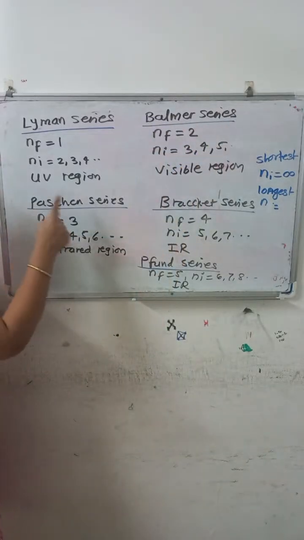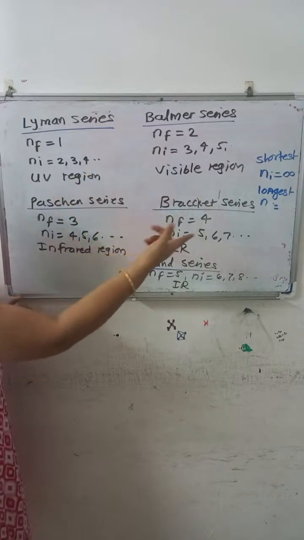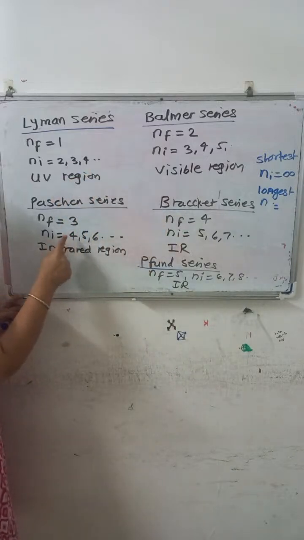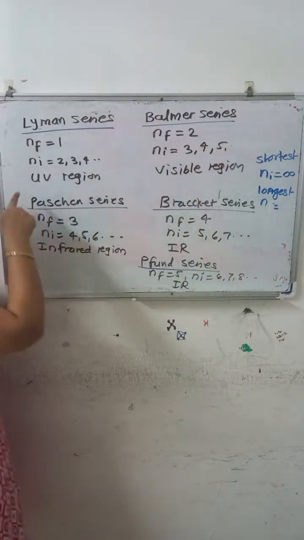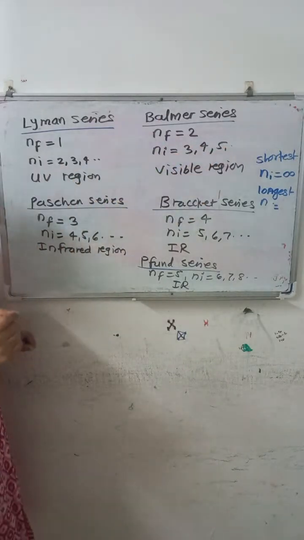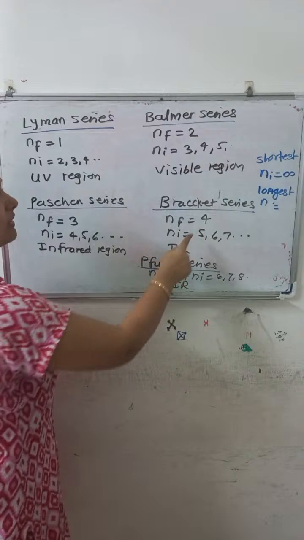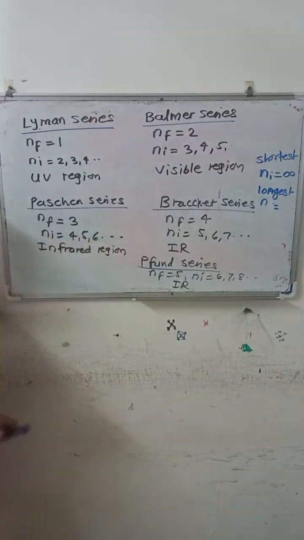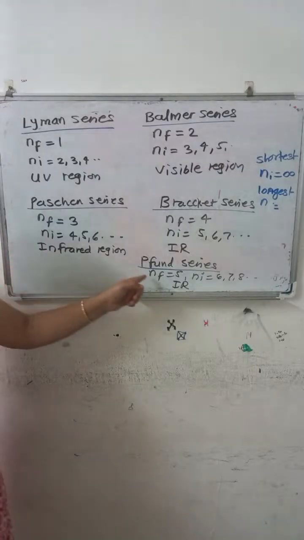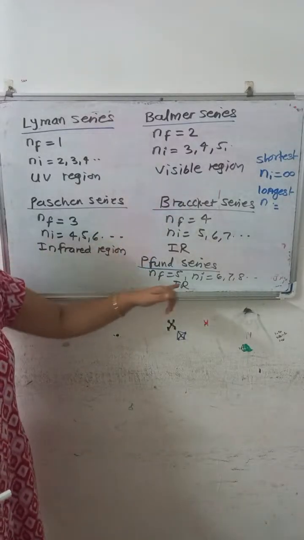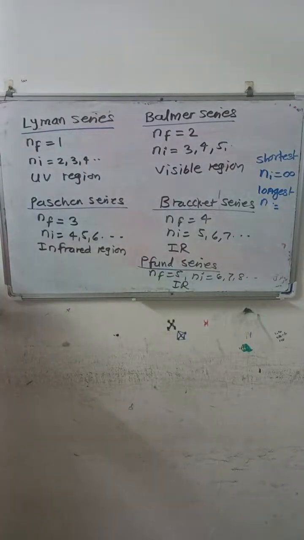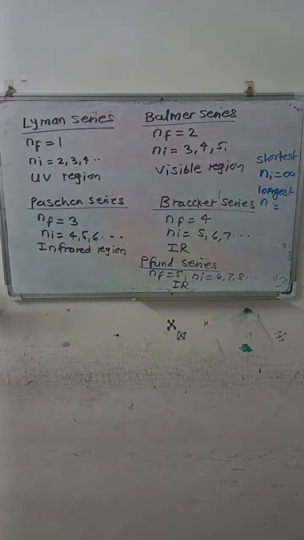In Paschen also, if they are asking for the longest wavelength, then you have to go for 4. And if they are asking for the shortest, then go for infinite, because here we are doing the calculation of 1 by lambda. Brackett also, if shortest, go for infinite. If longest, then go for 5. Getting? Like that in Pfund also, shortest is infinite and longest is 6. So these are the tricks to do all the numericals based on these series. Take a screenshot of this. This is very, very important.